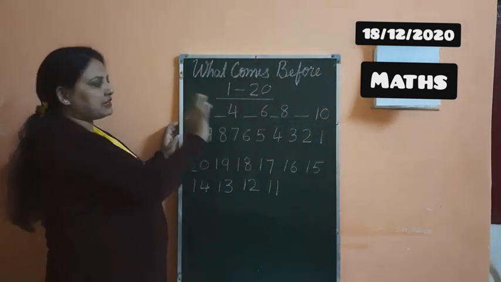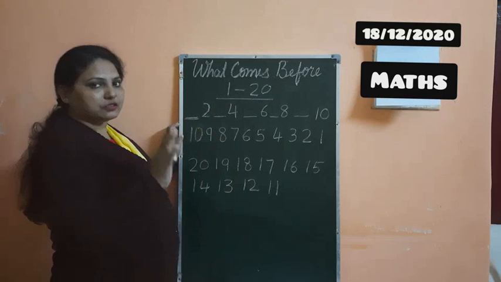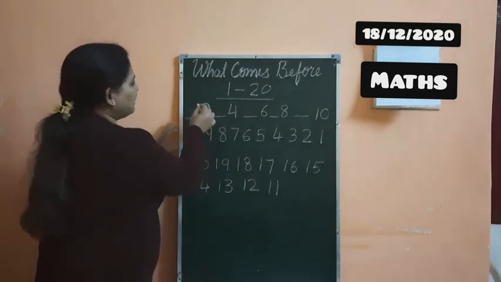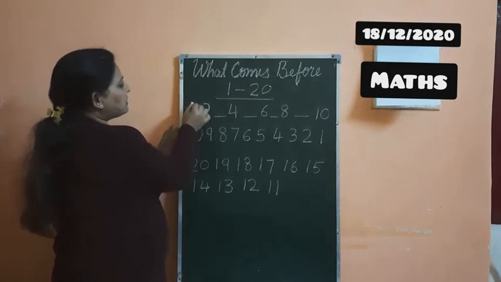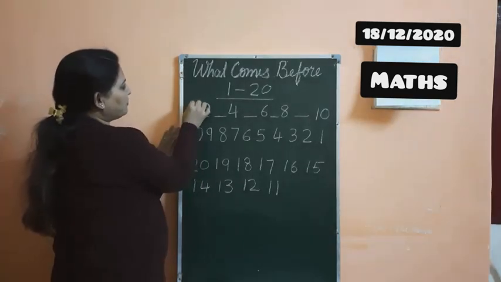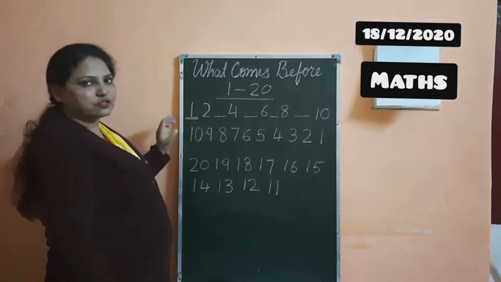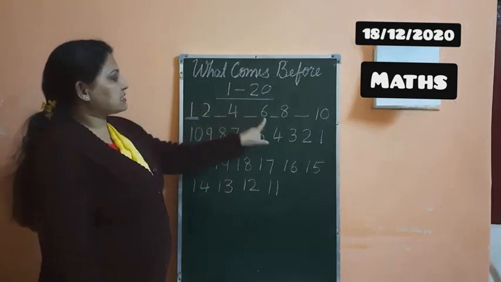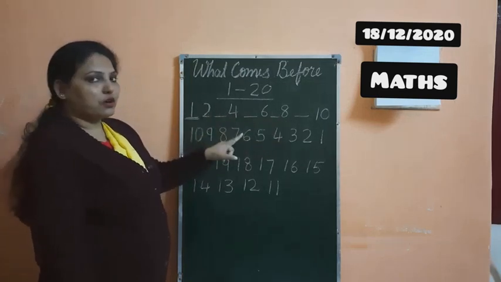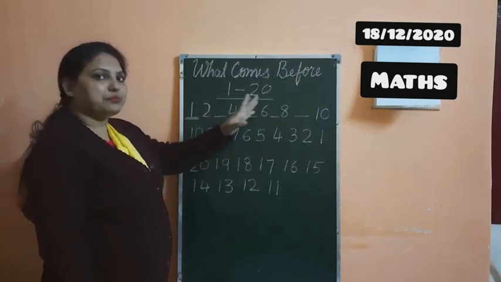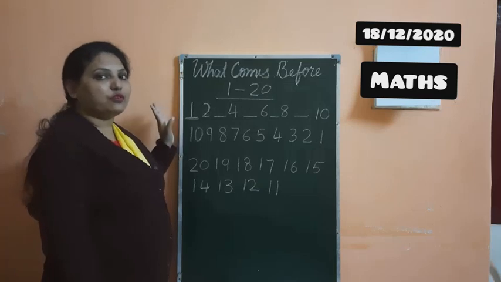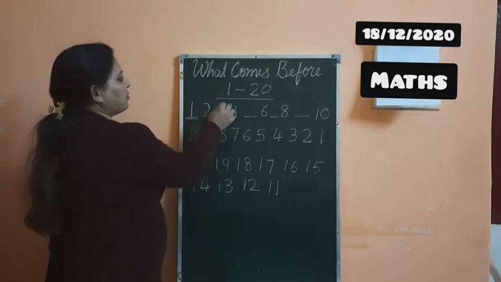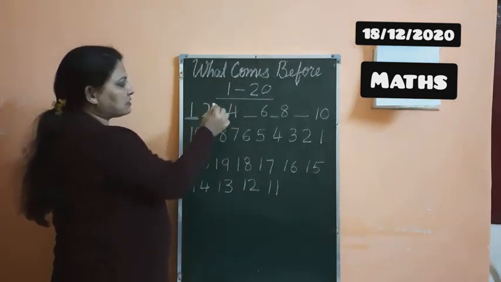Now I will rub this number. I will do it for you. First we will do this, then I will show you the numbers. Flashcards. So first, before 2 will come 1. So this is your before number. What comes before? The missing number, going backward, is called before. So before is written here, backward is called before.